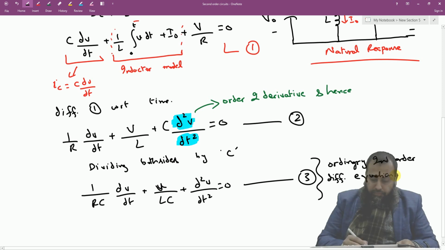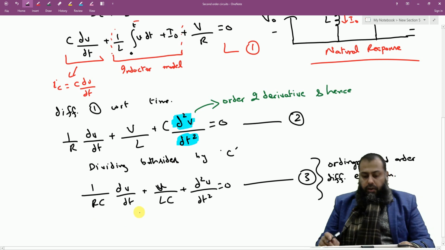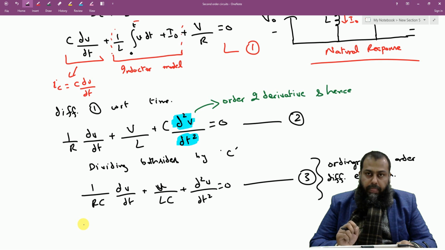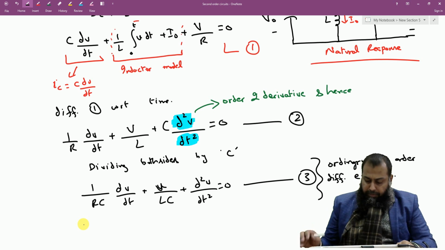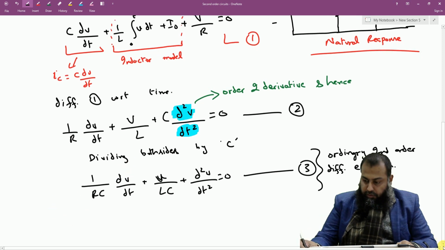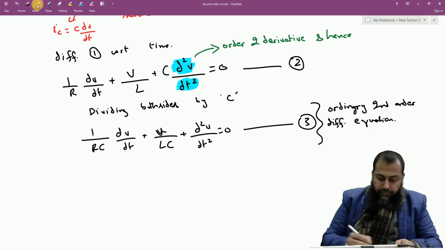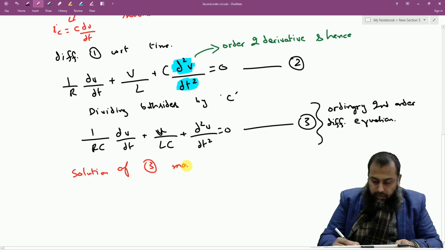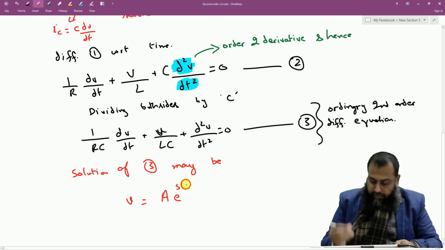How can we actually get the solution of this particular equation? Notice that this equation cannot be solved in the way we tackled the first order differential equation. For this, we need to assume some solution based on some sane assumptions. What could be those sane assumptions? For example, I can say that the solution of this equation number 3 may be v is equal to A e raised to the power st.